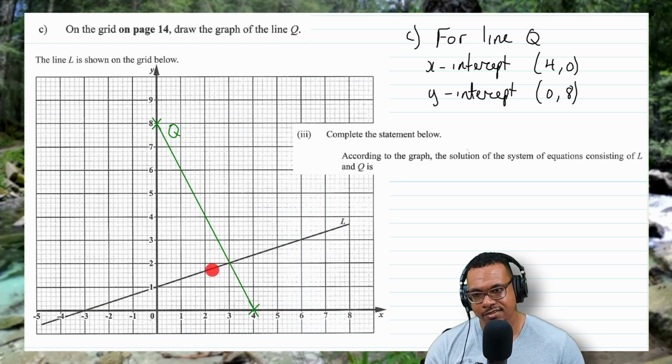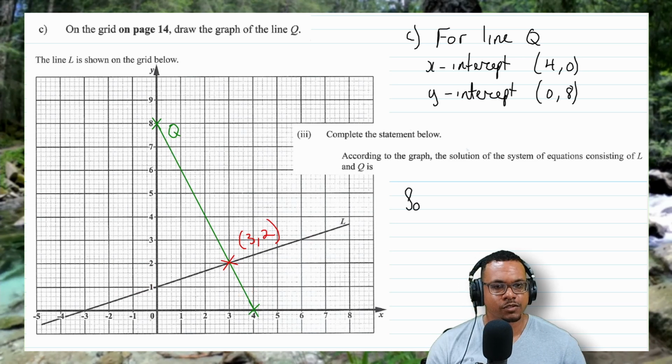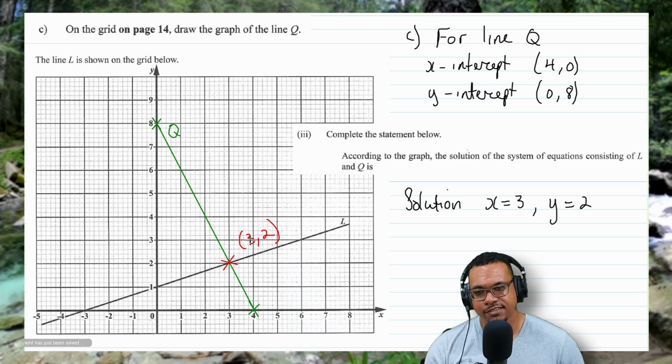And we can see these 2 graphs are intersecting here at 3 and 2. So this is my point of intersection. And those coordinates are 3 on the x-axis and 2 on the y-axis. Okay, 3 and 2. And that will be the solution to the simultaneous equations consisting of the equation of L and Q. So a solution would be x is equal to 3 and y is equal to 2. That's because we have 3 on the x, that's the 3 here first, and then 2 on the y. That's why we have the 2 here.